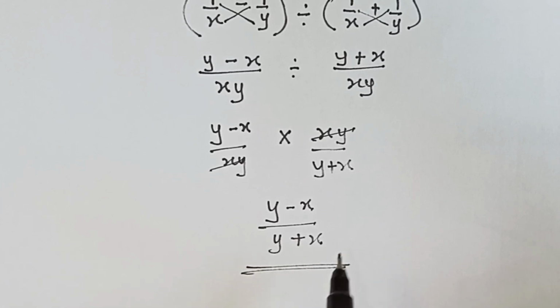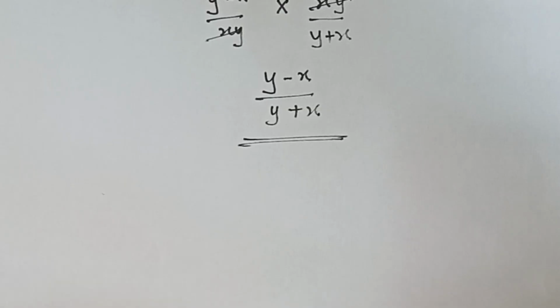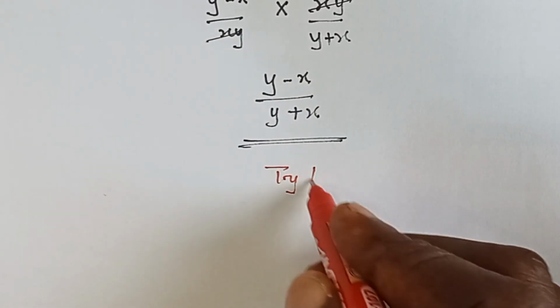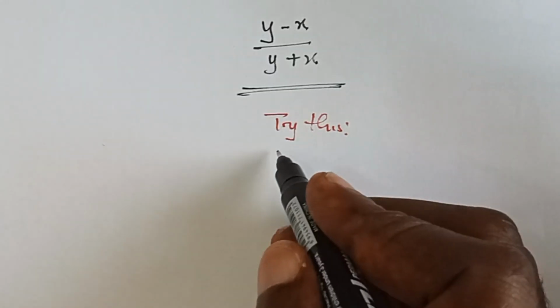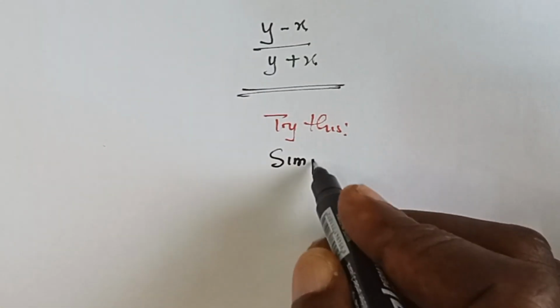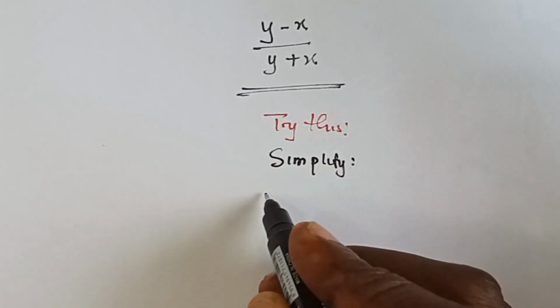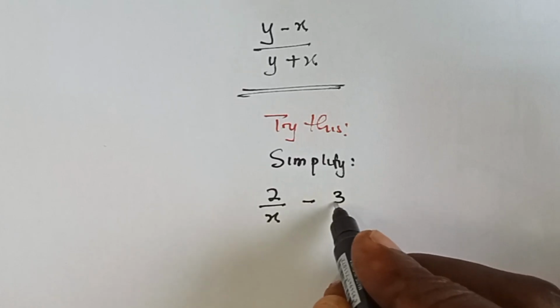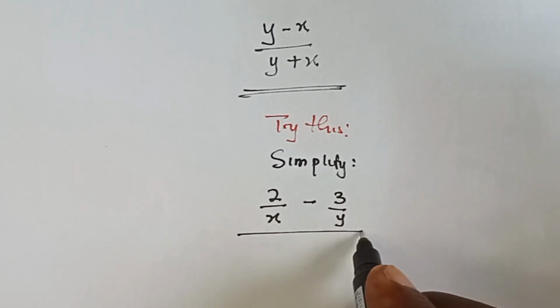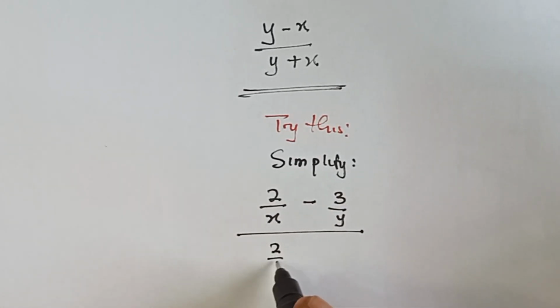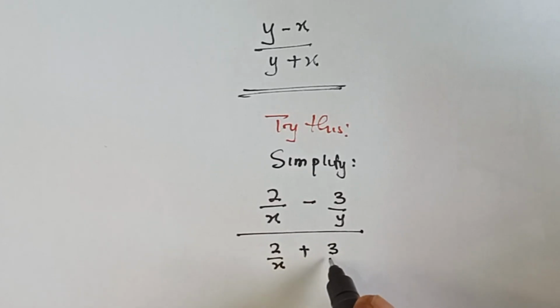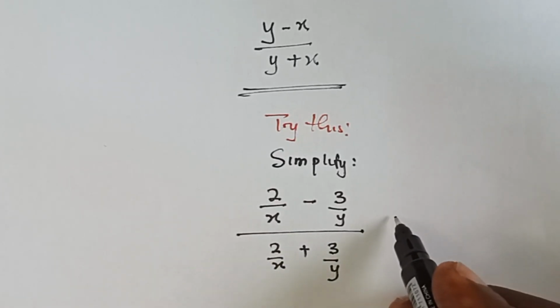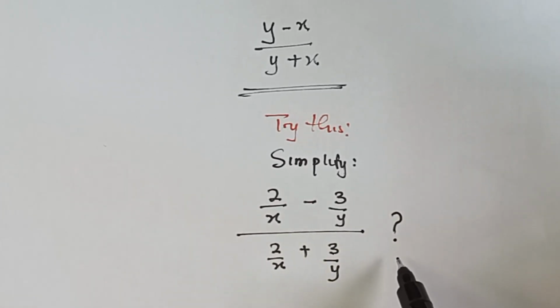Alright, so let's do something similar. Let's try this. Simplify. We have 2 over x minus 3 over y, everything over 2 over x plus 3 over y. Alright, so let's simplify this and write our answer in the comment section.